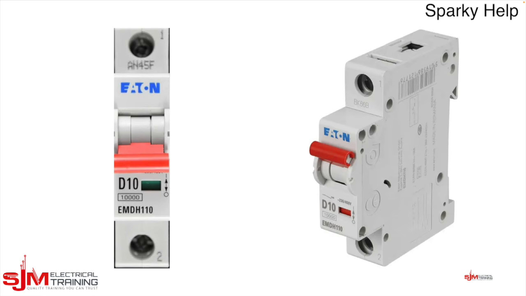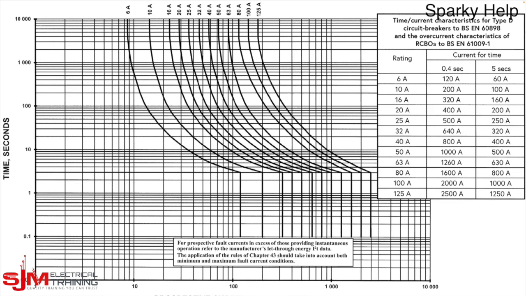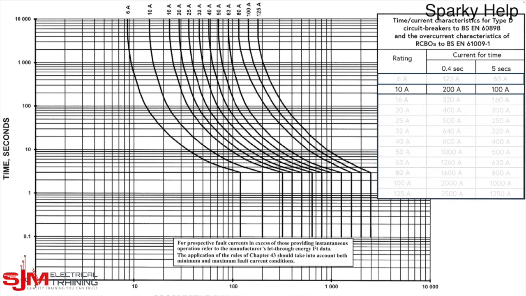And then we have, slightly less common, but it depends on where you work, a type D circuit breaker. Again, the 10 amp, we're going to concentrate on that one. This one has 2 different current ratings. One for 0.4 disconnection time, which requires at least 200 amps. And if you want it to go in 5 seconds, it takes 100 amps, which is the same as the C.